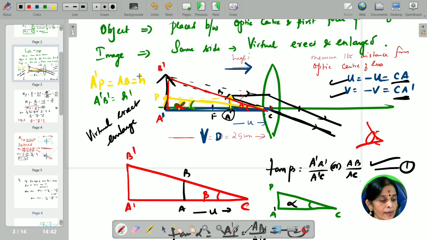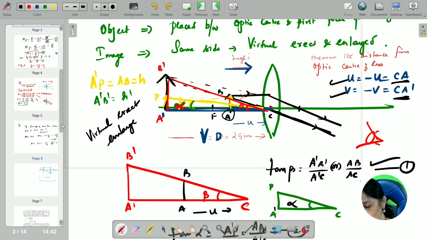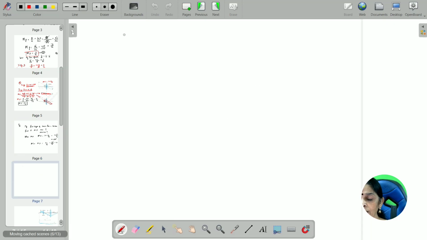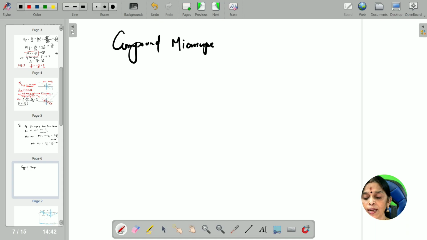Can we see the next one, that is the compound microscope? What kind of image is going to be obtained? How many lenses are used? The compound microscope is compounded in order to get more magnification, so we are going to use double lenses.